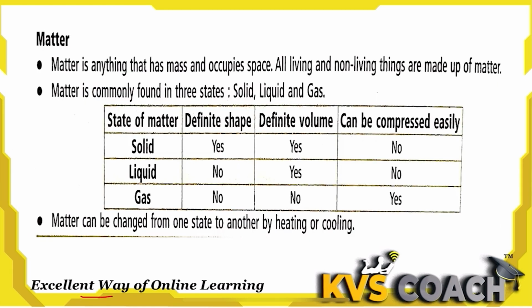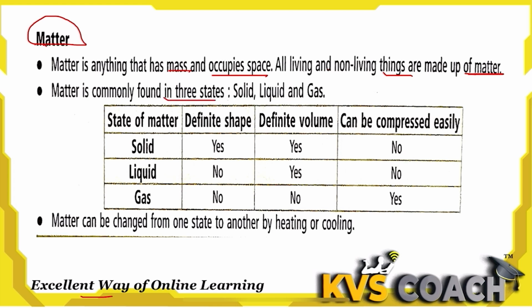First thing, what is matter? Matter is anything that has mass and occupies space. That is called matter. All living and non-living things are made up of matter. Like wood. Wood is matter and it occupies space. It has mass, like plastic, rubber, glass, metals, tree, leaf, human. They all have mass and occupy space.